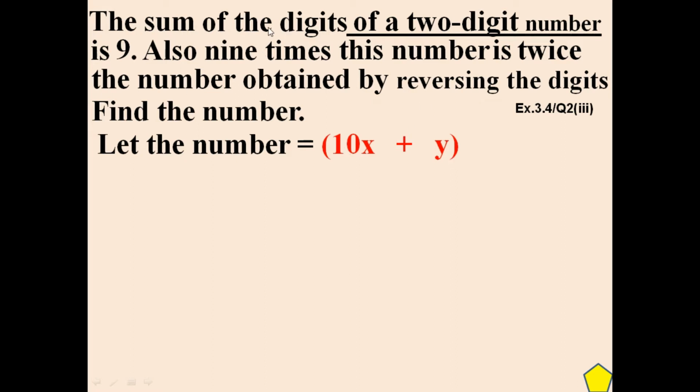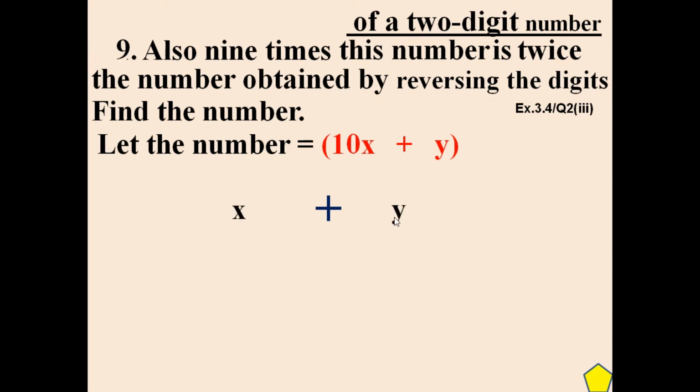Now let's look at this. It says the sum, meaning plus, of the digits. Please remember 10x plus y is not the sum, but it is the number. The digits are only x and y. So the sum of the digits, that is the sum of x and y, is 9. This becomes the first equation.